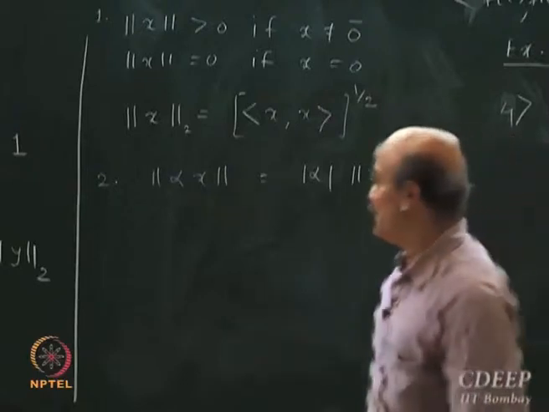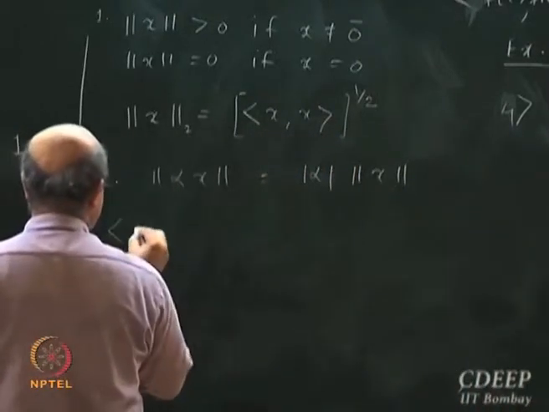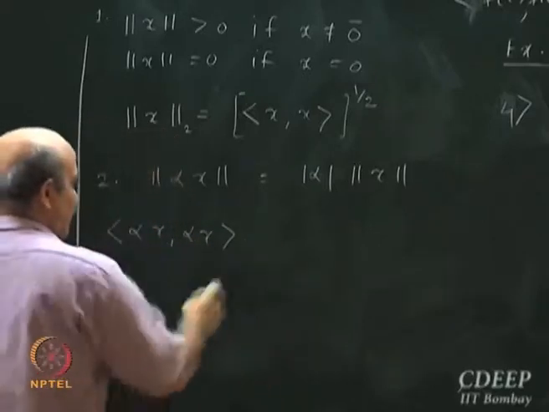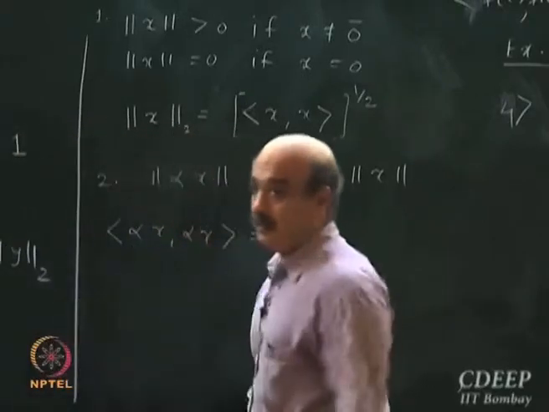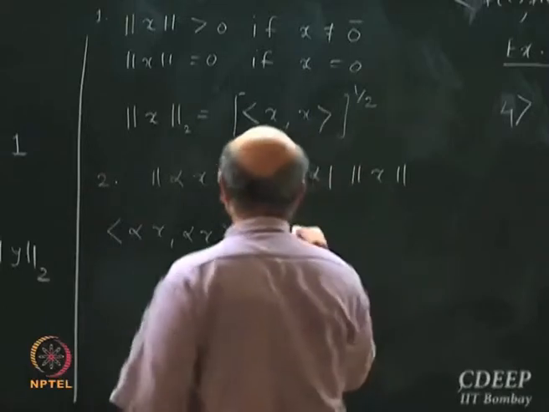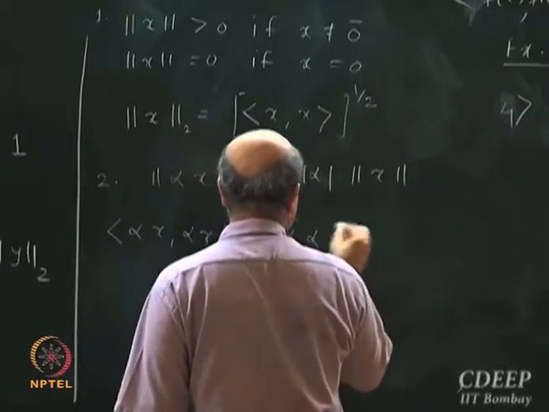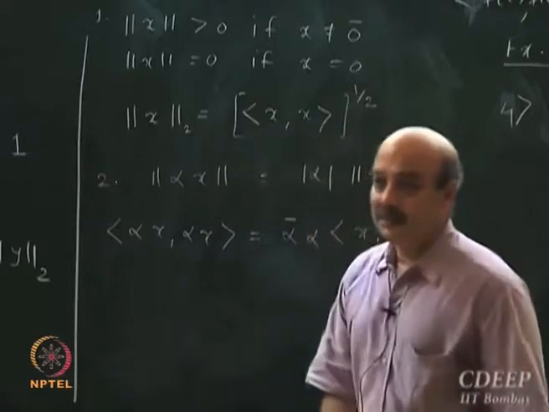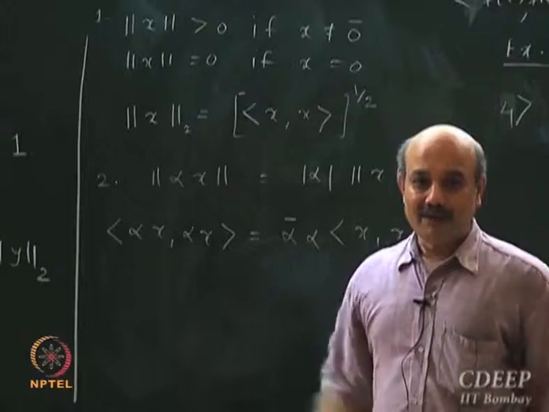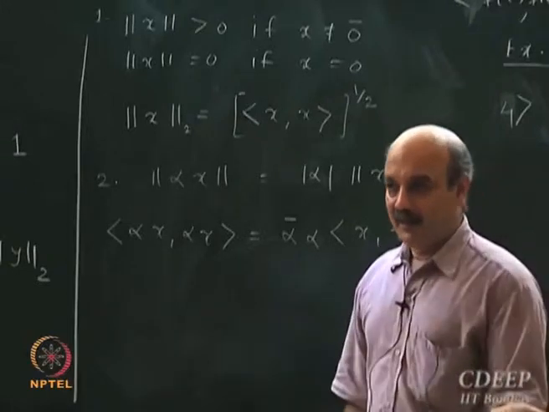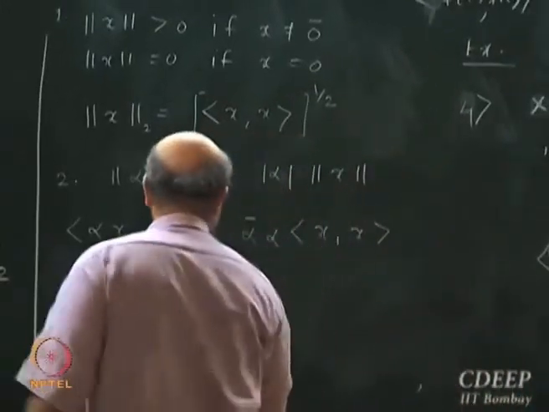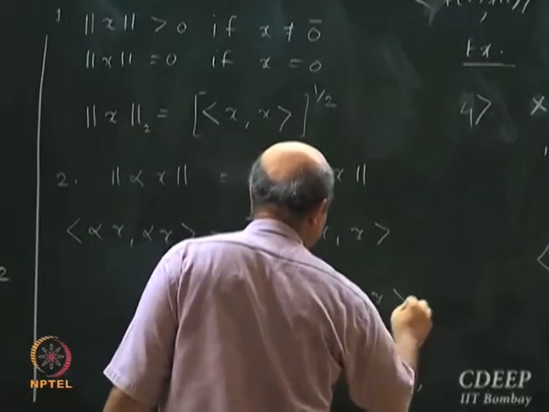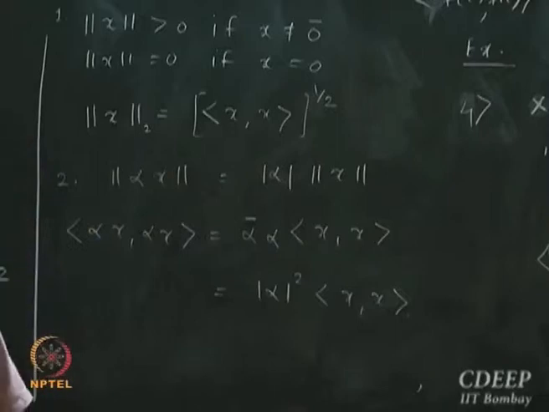Does it follow? Okay, let me see. Alpha x. What is this equal to? Alpha bar alpha x, right? First element alpha bar, second element alpha. Okay, so which is mod alpha square x, right?